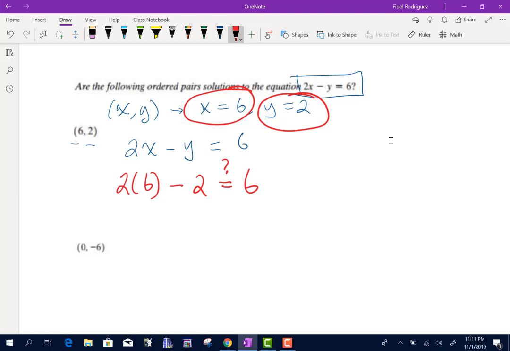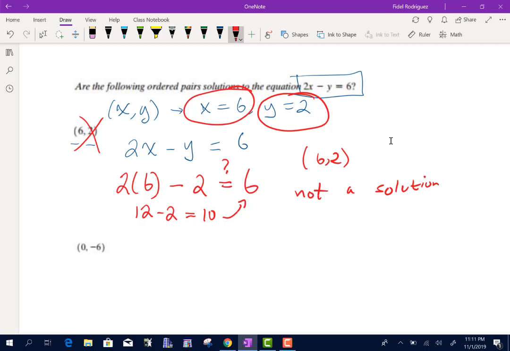So 2 times 6 will give me 12. 12 minus 2 is going to give me 10. That's not the same thing as 6. So the point (6, 2) is not a solution. Okay, so let's see if the next one is.